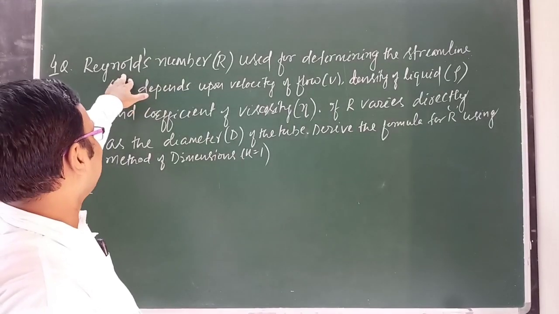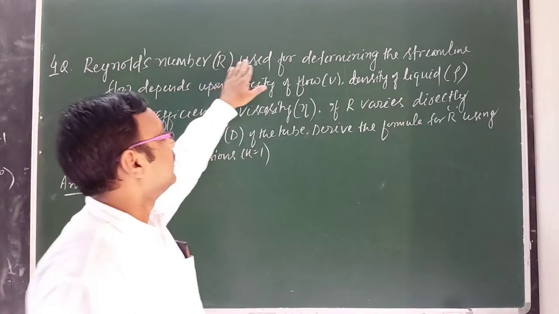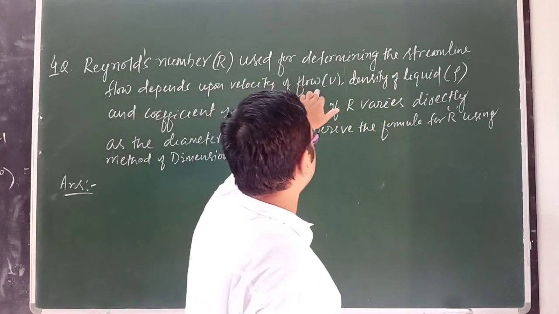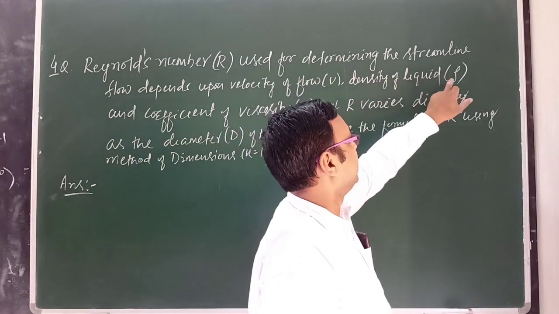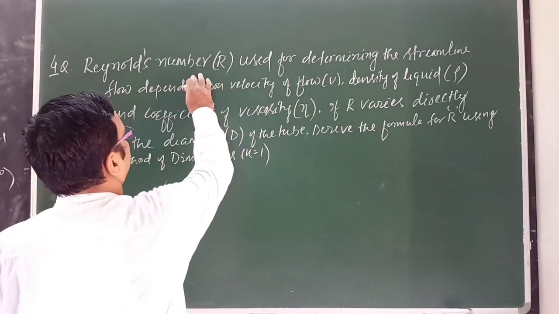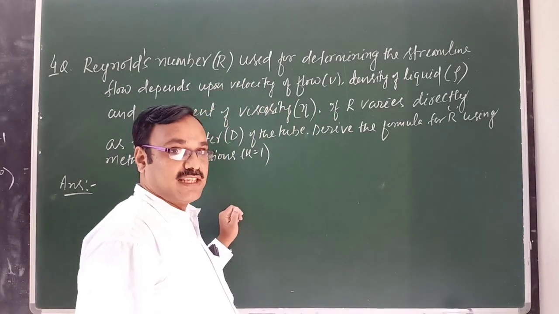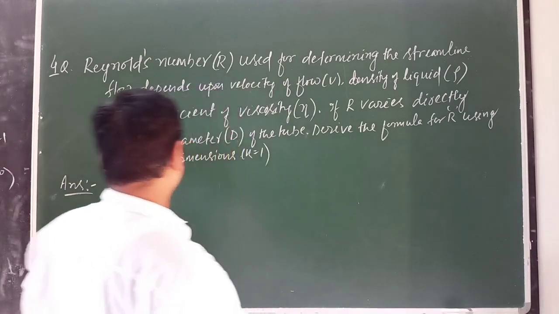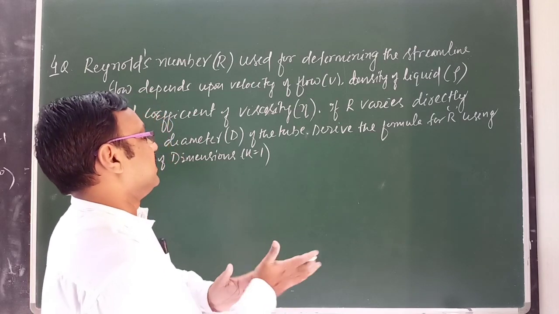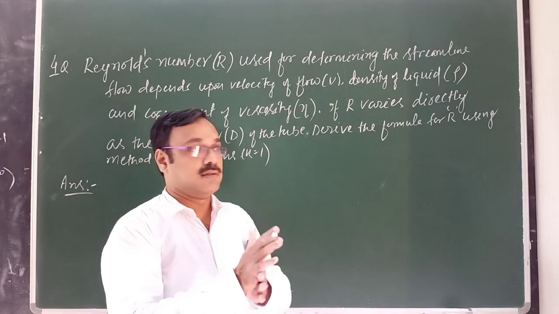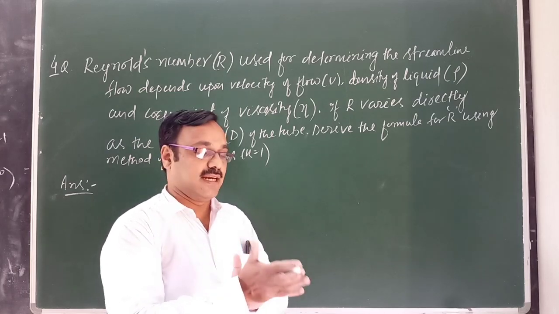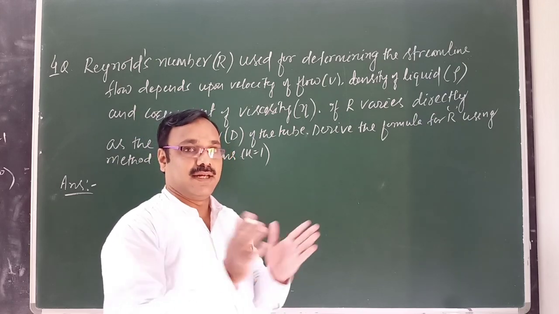So students, next is given: Reynolds number used for determining the streamline flow depends upon the velocity of flow V, density of liquid rho and coefficient of viscosity eta. Reynolds number is a dimensionless constant and it depends upon three things. As we know from the previous class, we know how to establish the relation among various physical quantities, and also we know some limitations. If more than 3 physical quantities are there, then you cannot establish the relation because we cannot use the fourth quantity.